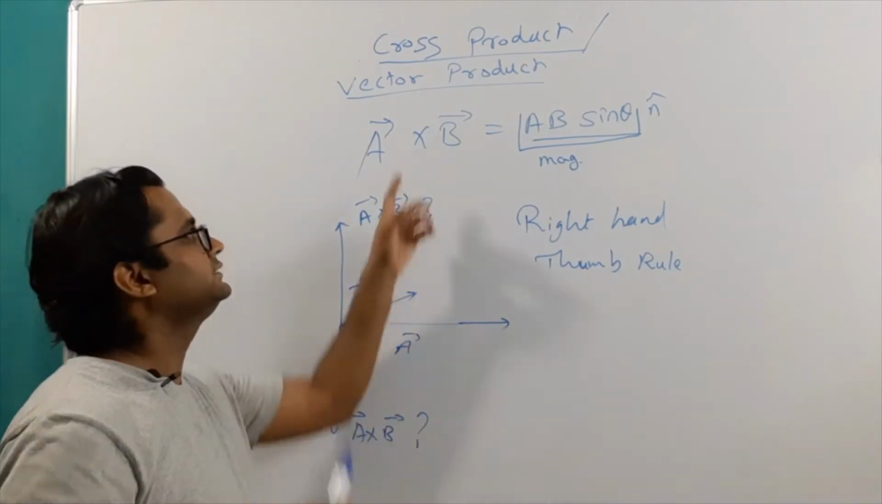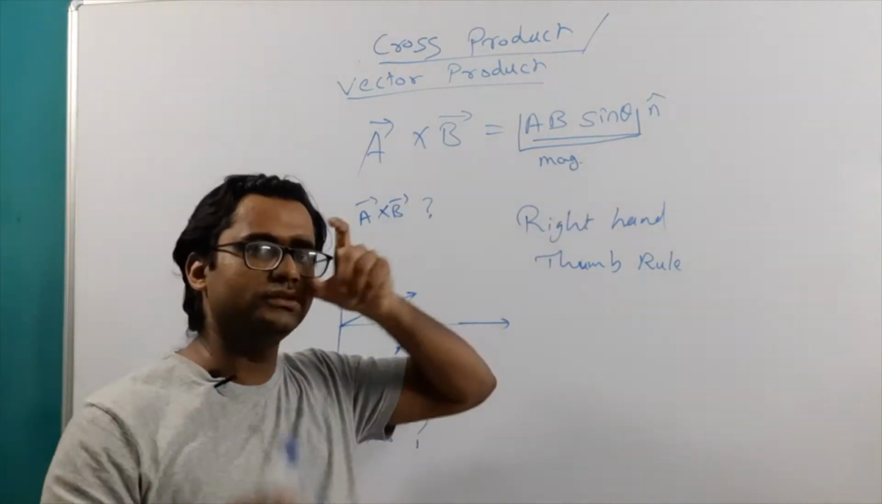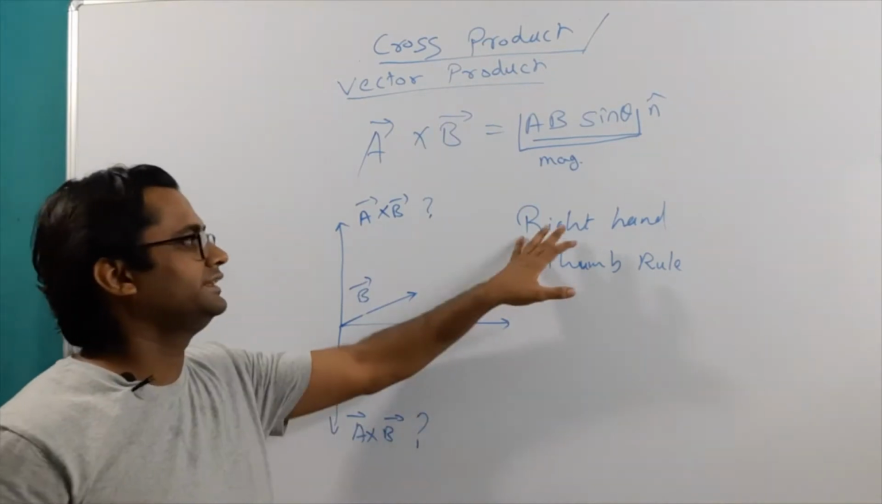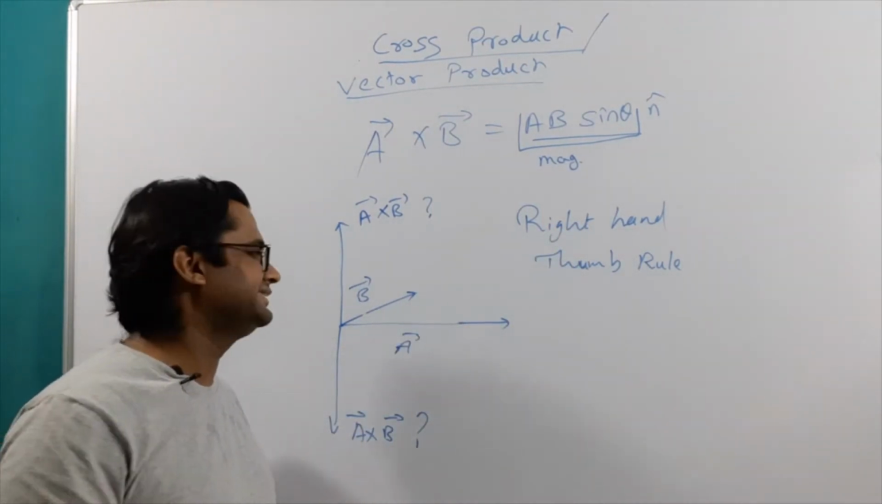Since this cross product is a vector, it should have a unique direction. So there are two possibilities. Which one is correct? It is decided by the right hand thumb rule. So how to decide it?